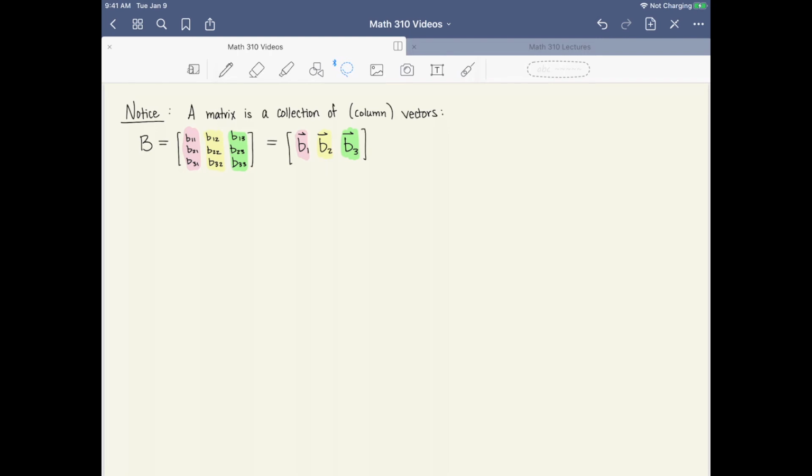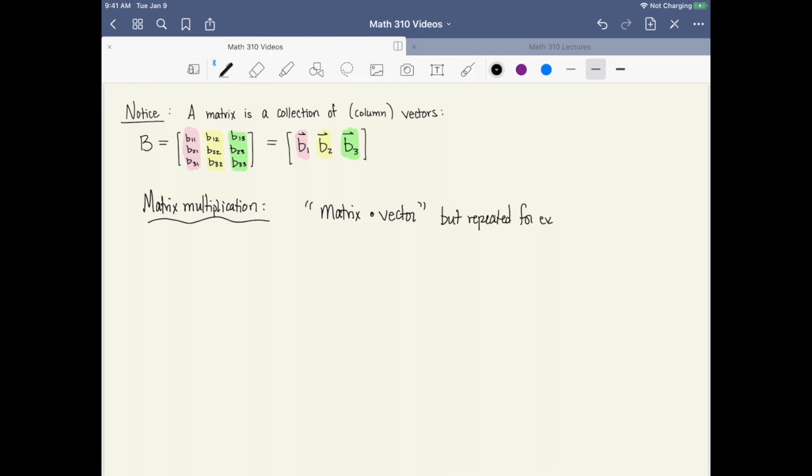Remember, a matrix B is a collection of column vectors. The first column is a vector, the second column is a vector, and the third column is a vector for this matrix B. And I want to call them column vectors B1, B2, and B3. So one way that you can think about matrix multiplication is to say that this is a matrix times a vector just repeated for every column vector. So I'll write that down. Matrix times vector, giving us a vector, but repeated for every column vector.